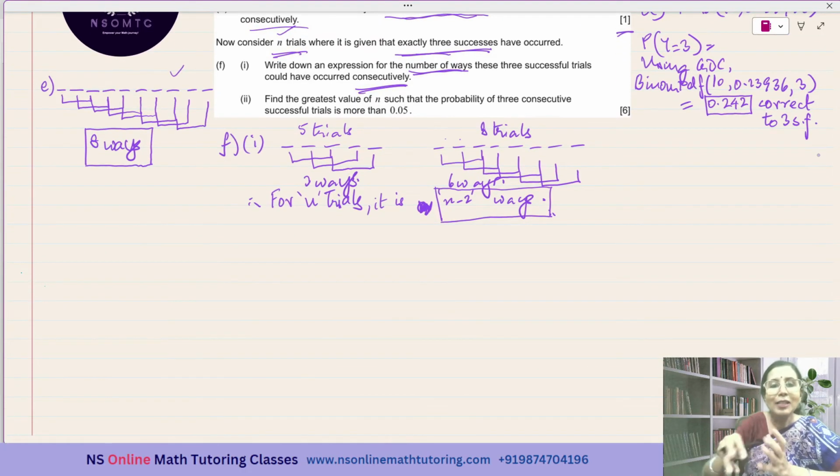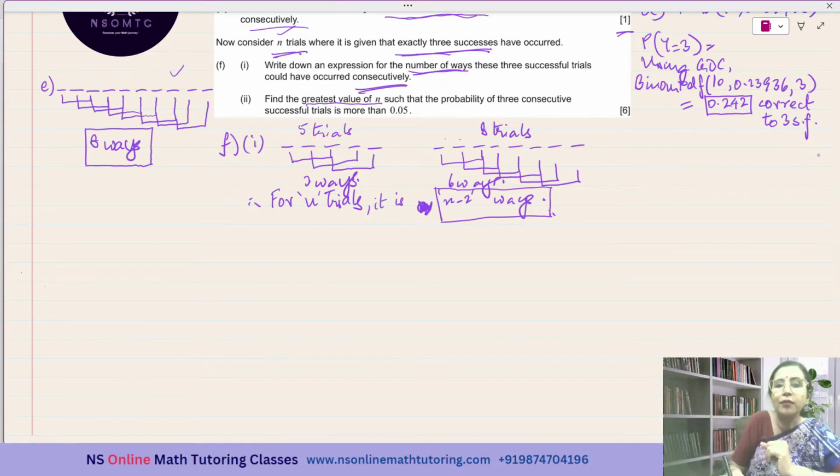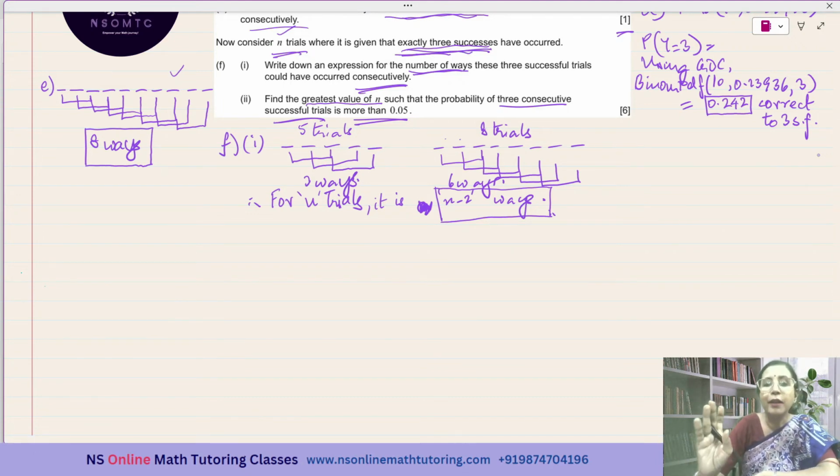Coming to the second subpart, the last subpart of this question. Find the greatest value of n such that the probability of 3 consecutive successful trials is more than 0.05. First, they have said exactly 3 successes are happening. And then they are asking us to give the greatest value of n, highest value of n, such that the probability of 3 consecutive successful trials is more than 0.05.